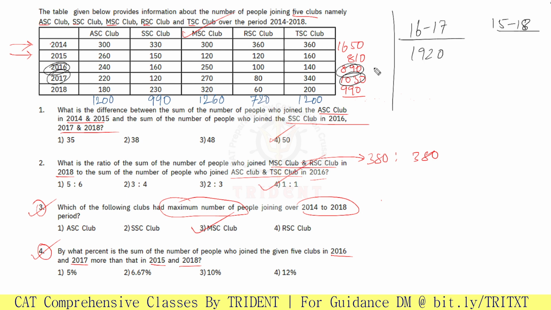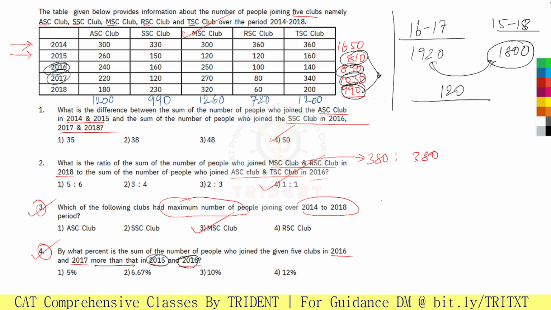Over here I have 15 and 18. 15 and 18 is 810 and 990. These two numbers. This is going to be how much? 1700 and 100, that is 1800. The question is asking you to find the percent. By what percent is the number more than 15-18? So more than, tell me the difference. The difference is 120. Than what?